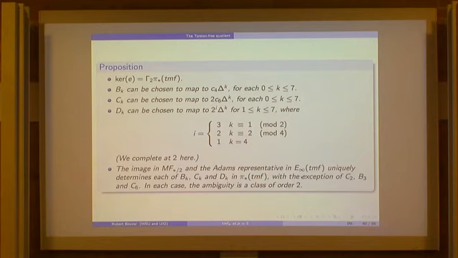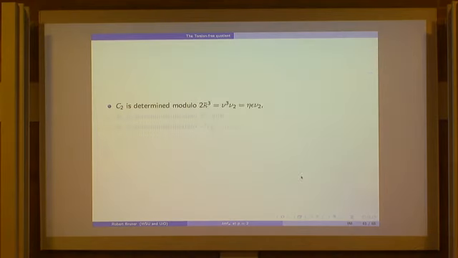This map to modular forms, together with the Adams representative at E2, completely determines these elements with 3 exceptions. C2, there's a mod 2 ambiguity here. There's a class of order 2. You could add it without changing its image in modular forms or without changing the Adams representative. Same for B3 and C6.